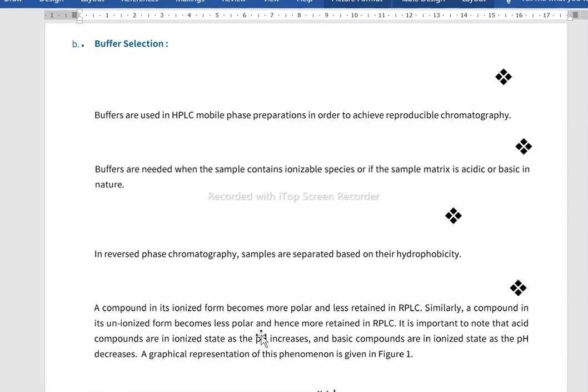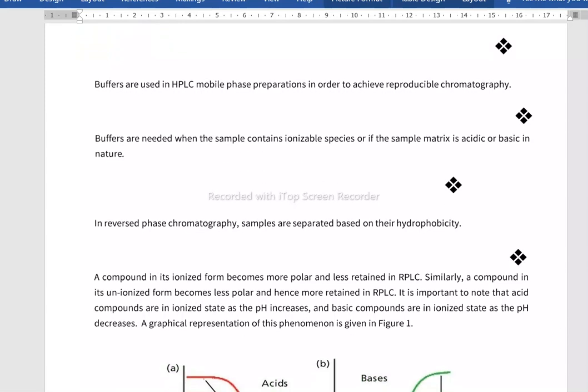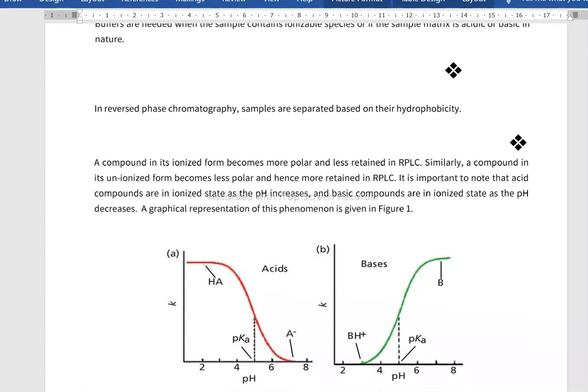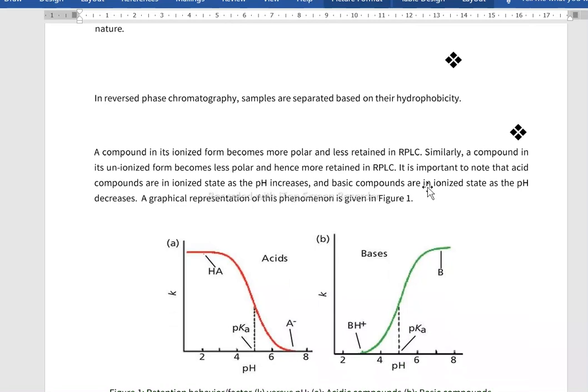It is important to note that acid compounds are in ionized state as the pH increases, and basic compounds are in ionized state as the pH decreases. So with the help of this graph we can illustrate this thumb rule. Acids are ionized when the pH increases, and bases are in the ionized form when the pH decreases. With the help of this graph you can easily remember this.